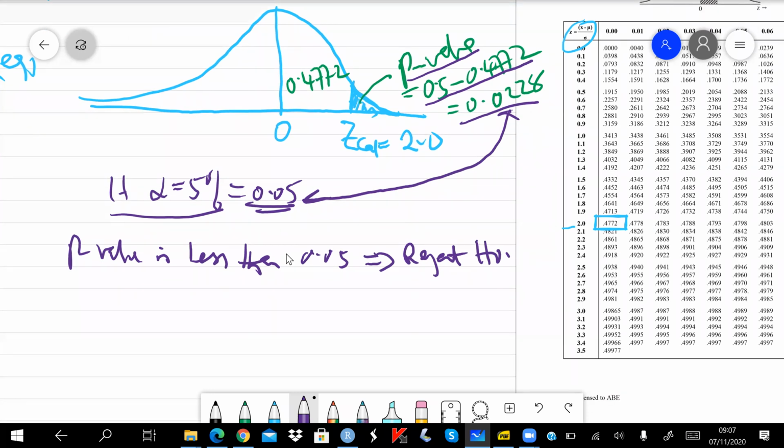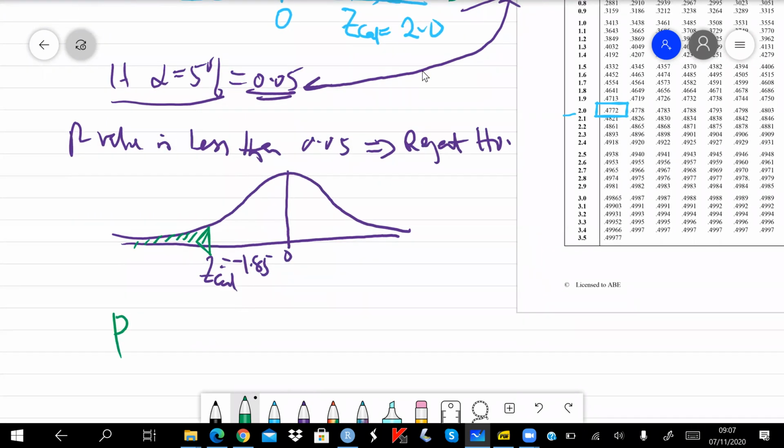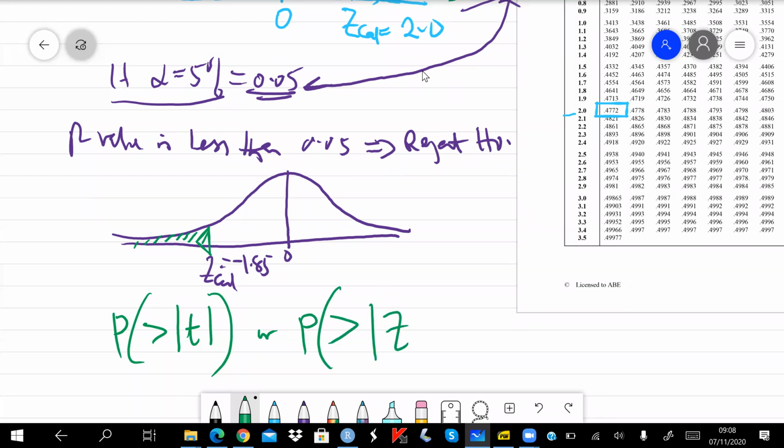If you were talking about, let's say you have something like this, and then your calculated value is, for simplicity, let's work with a z value. So z calc is minus 1.85. That's what you calculate, for instance. So your p-value is the area below here. Okay, so usually the p-value is the probability of getting a value which is bigger than the absolute value of the calculated statistic. This is t calc, and this is z calc. Getting a statistic larger than what you have observed, or more extreme than what you have observed, is what we call a p-value.